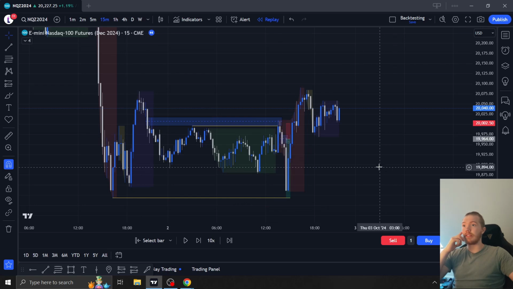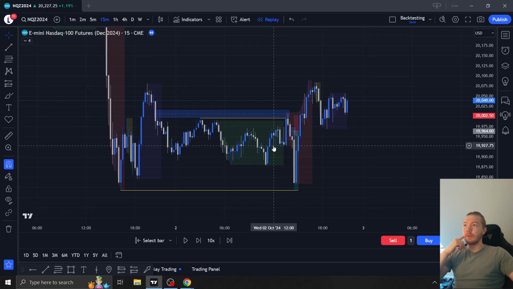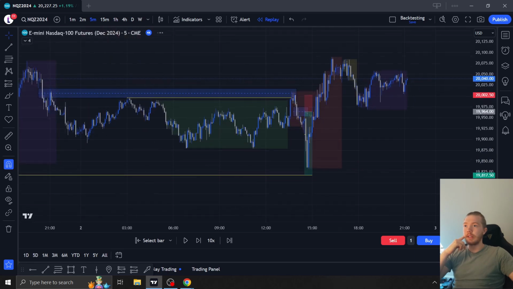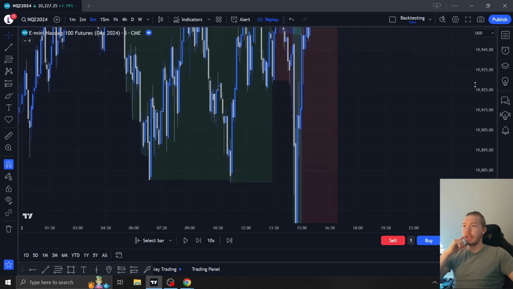We had a 15-minute fair value gap. We had some little equal lows here. We dropped down to a lower time frame. We had swept those out, I believe, prior to the entry. But we did have some pretty good lows here at London.